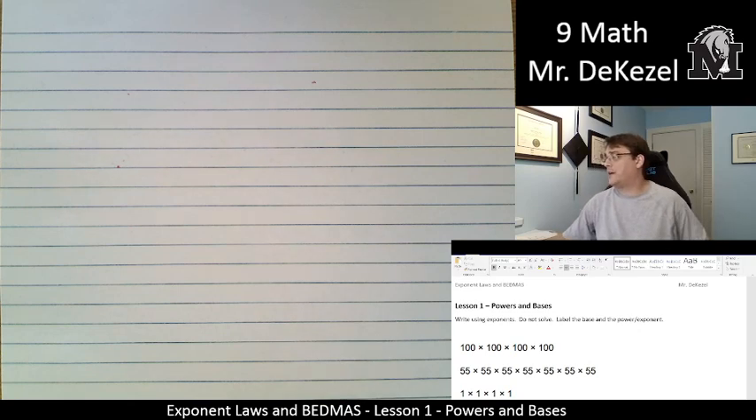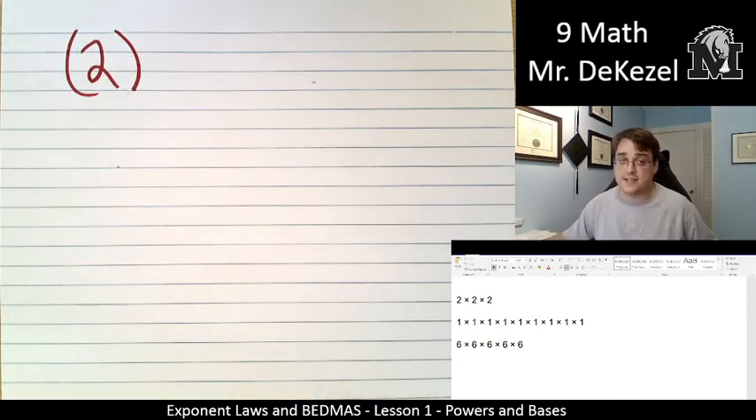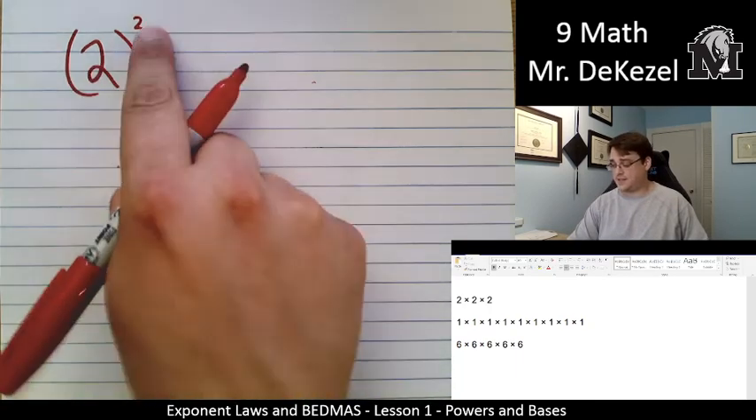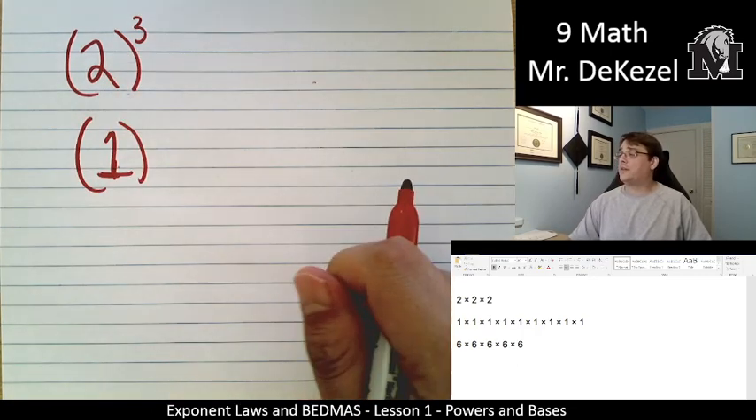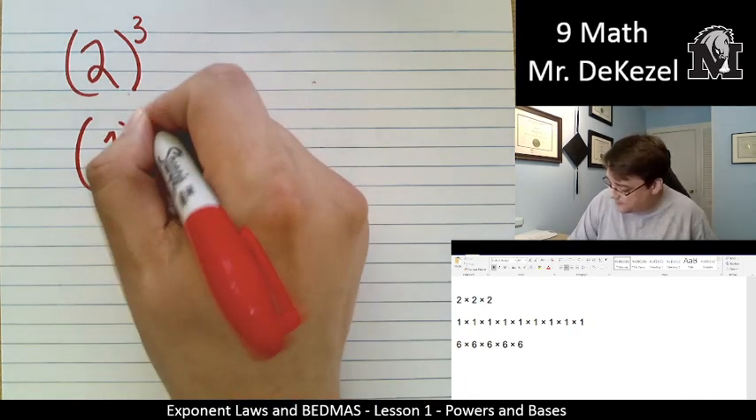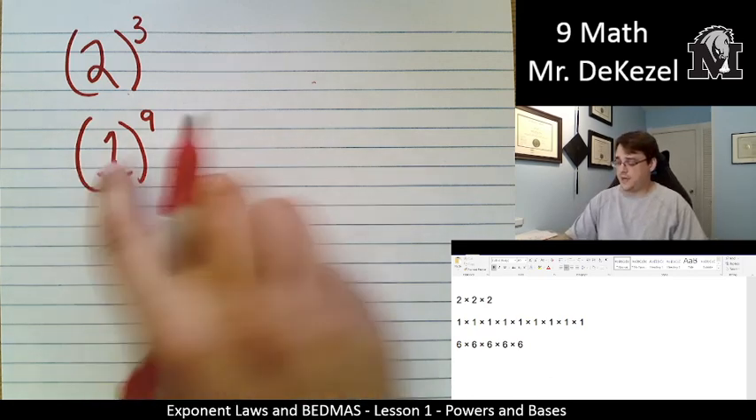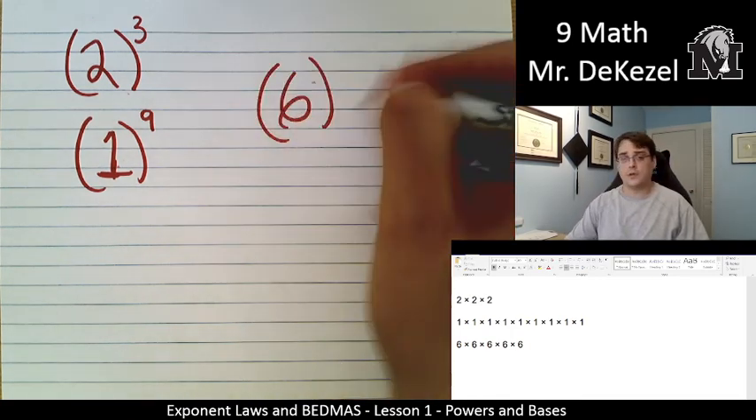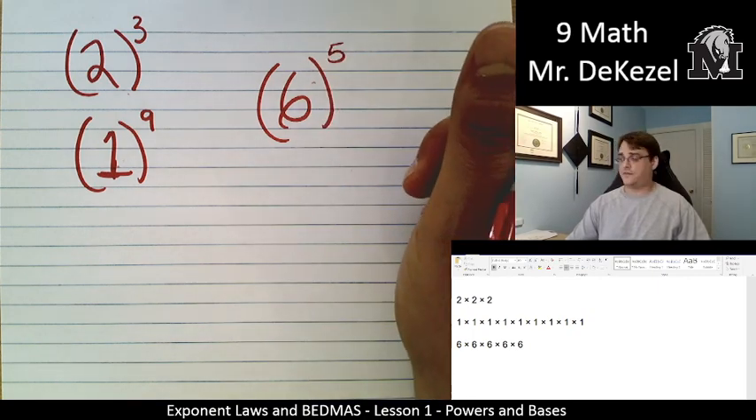Let's scroll down and do a couple more, just for good measure. We have 2 next, so 2, and I'll put that in brackets. We have 1, 2, 3 of them. 2 to the power of 3, this is the base, this is the power. Next one is again 1. 1, 2, 3, 4, 5, 6, 7, 8, 9. 1 to the power of 9. You can get all the way up into double digits if that is required, but this is the base and this is the power. And our last one here, 6, and then 1, 2, 3, 4, 5, 6 to the power of 5.